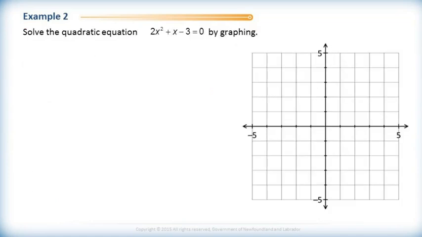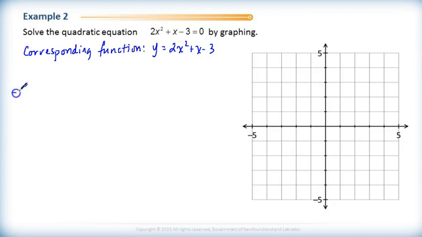Our next example requires a little more work. We have to solve this quadratic equation by graphing. So we write the corresponding function. That is y equals 2x squared plus x minus 3. To begin our graphing, we'd like to know the value of negative b over 2a. That'll give away the vertex. Our b value is 1, so it's negative 1 over 2 times 2, which is negative 1/4.